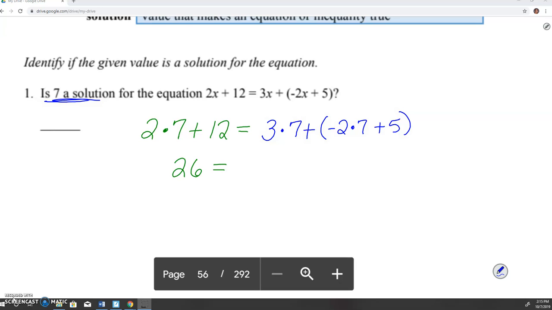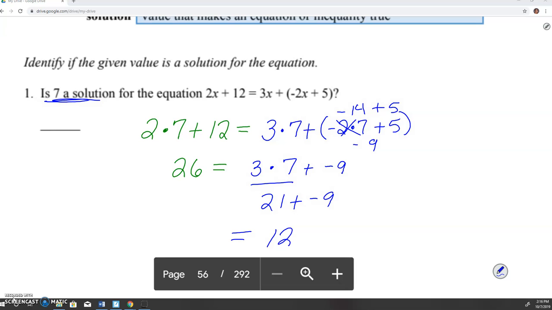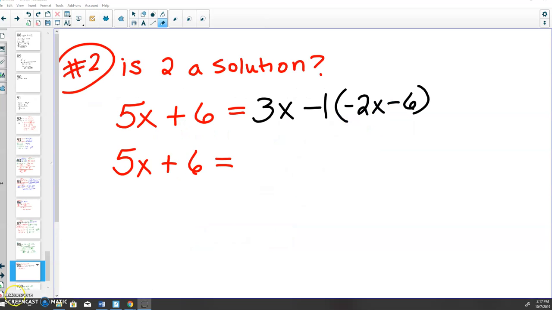Yes. So over on the blue side, negative 2 times 7 is, plus 5, negative 9. So you have 3 times 7 plus negative 9. What's 3 times 7? Plus negative 9. 21 minus 9. 12 equals 26. Does 12 equal 26? No. So you would say, no, 7 is not a solution.